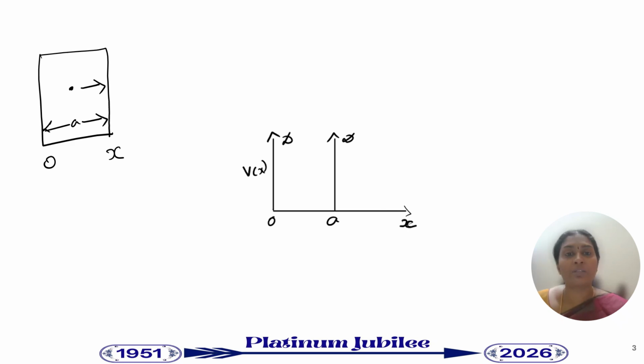And as we mentioned in the earlier section, the potential energy is infinite at x equal to 0 and at x equal to a. And V of x, the potential energy, is 0 in the region between them. So for this kind of particle, now we are going to calculate the energy eigenvalue and how it is going to vary.